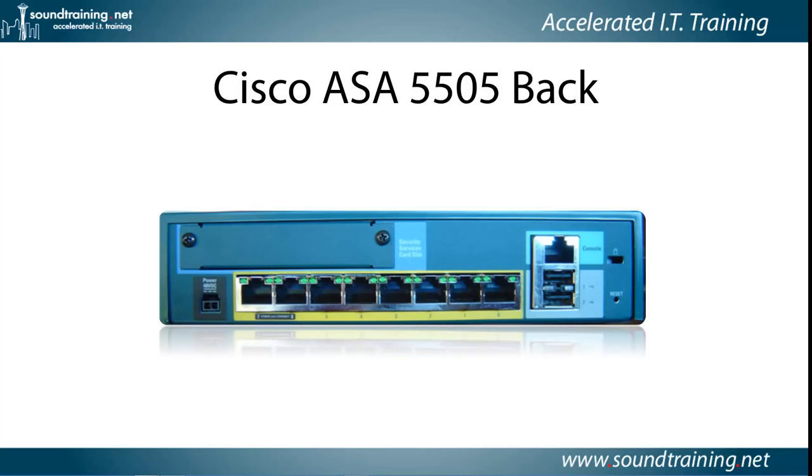So here is the back of an ASA 5505, and in the upper left-hand corner you see the security services card slot. That is for adding additional functionality through cards. In the lower left-hand corner, there's the power port, and then there are 8 Ethernet ports, and this is counterintuitive. Listen carefully. They are numbered from right to left, not the way you would expect them to be.